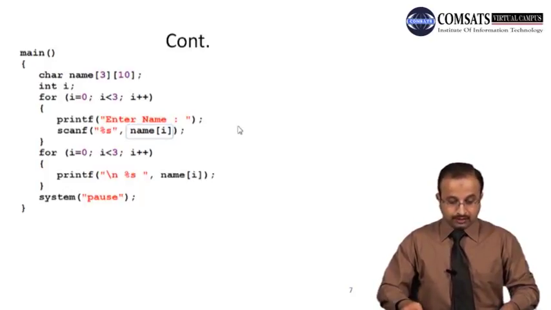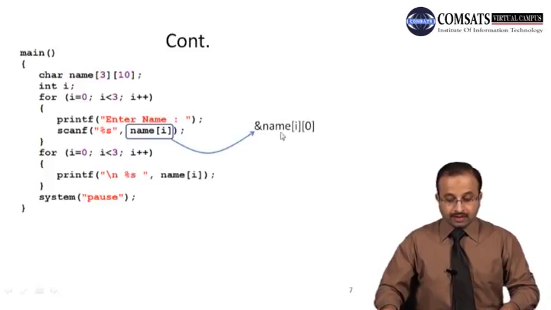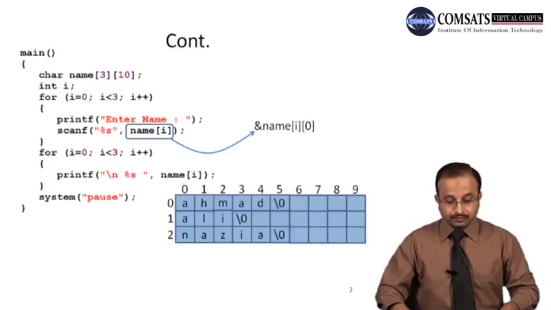Now this thing is equal to this. You can write &name[i][0]. So the value of i is 0, 0. So the 0, 0 element's address will be the address of the first one-dimensional array or the first row, and then 1, 0 is the address of the second row, and 2, 0 is the address of the third row, right? So this is the memory that is allocated.